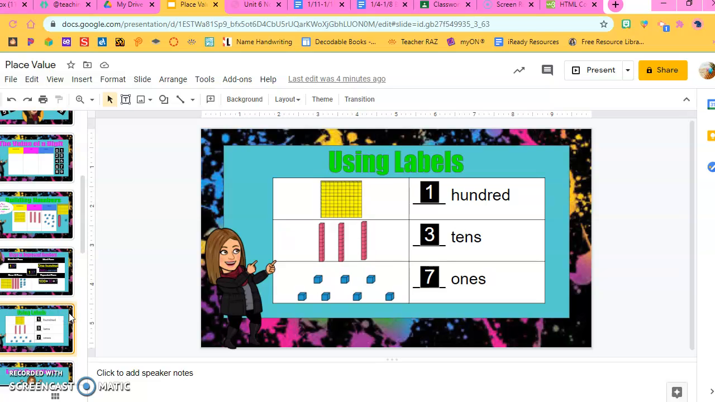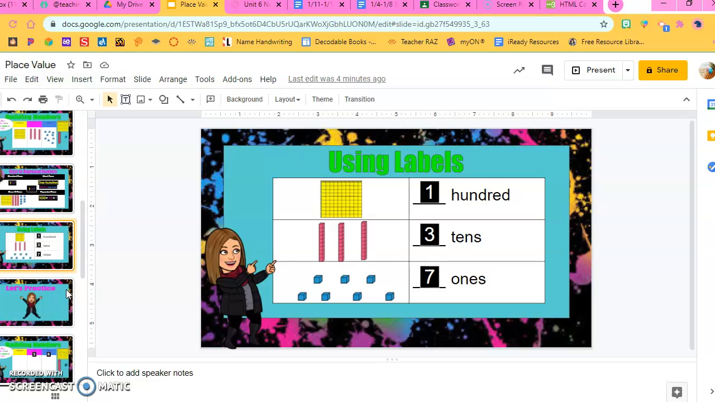We can also use labels. So using labels, this is a flat. It represents how many? 100, right? The 1 just means because we only have one of them, but it represents the 100. These sticks, what do they represent? They represent the tens. How many of them do we have? We have 3. These bits, they represent what? The ones. And how many of them do we have all together? We have 7. So this is using labels to represent a number.